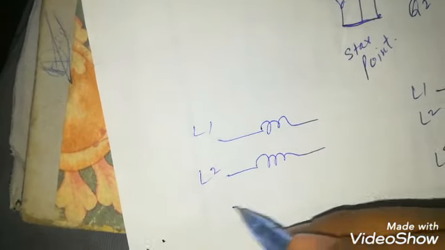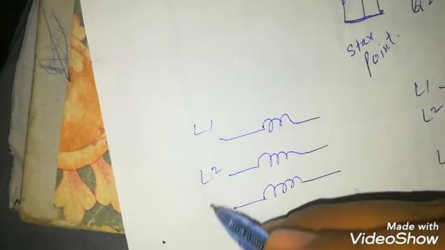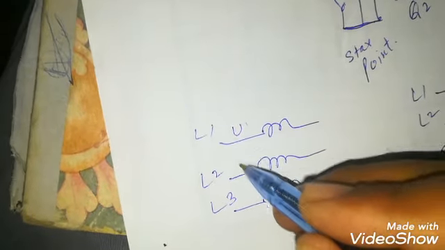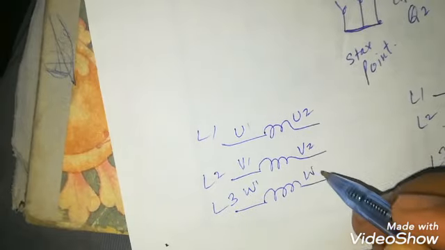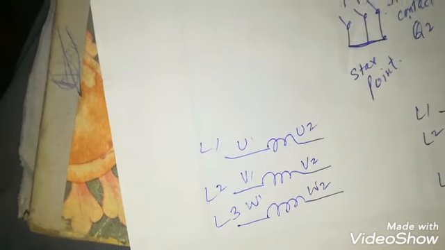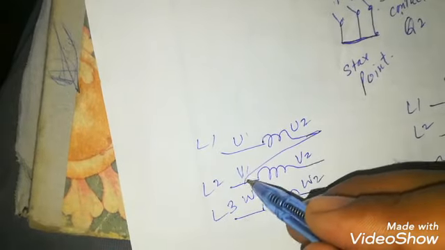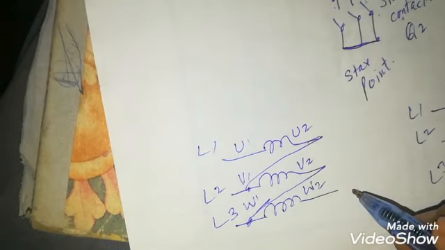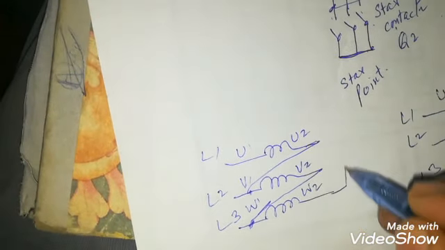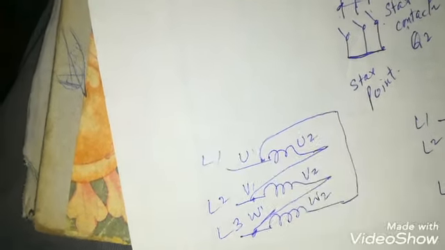Here I will tell you about the delta. Same three windings: U1, U2, V1, V2, W1, W2. We will give the supply L1, L2 and L3 at U1, V1, W1. We will connect U2 to V1, V2 to W1, and W2 is connected to U1. So this is our delta connection.